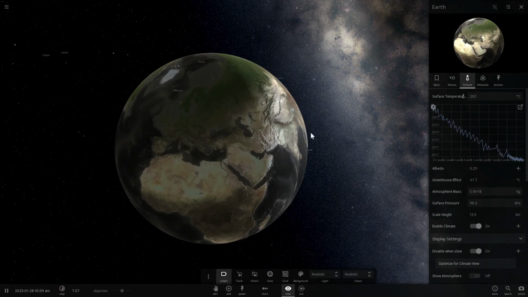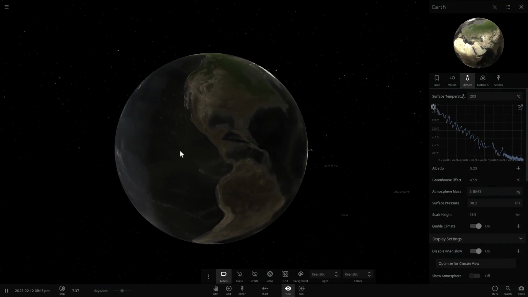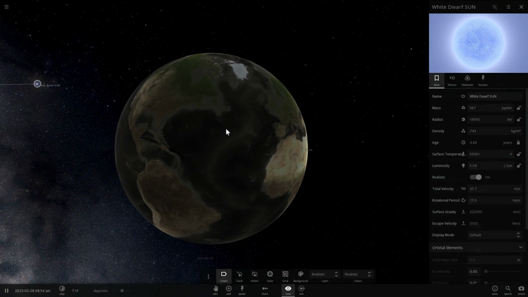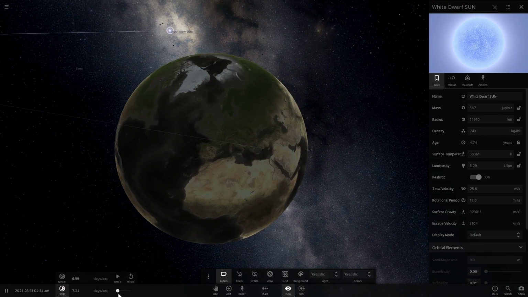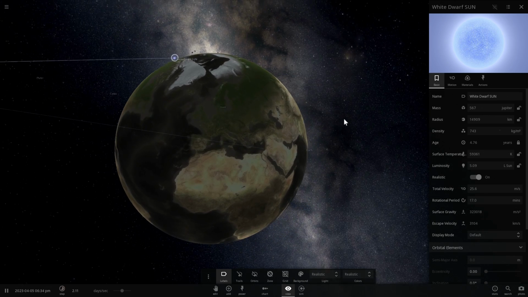Now, this, of course, will not last for a very long time, because white dwarfs are interesting in that they start super hot, and then they get cooler and cooler with time.